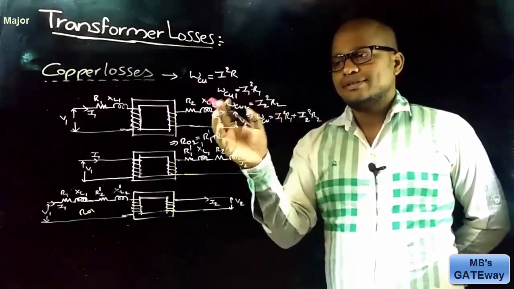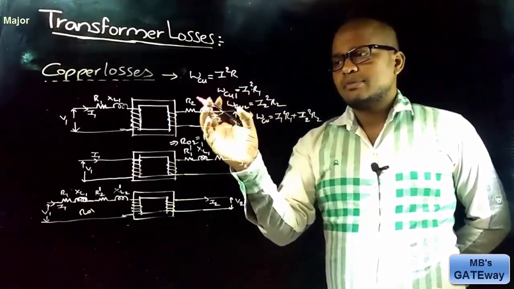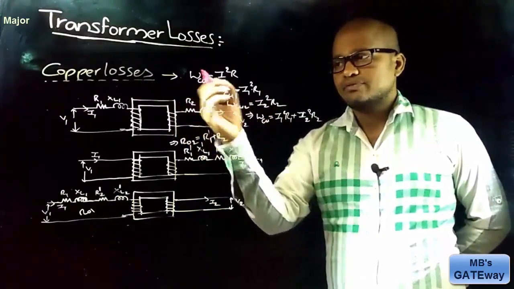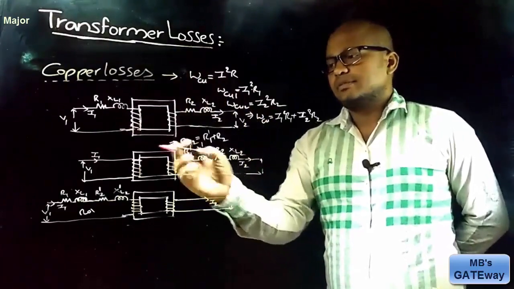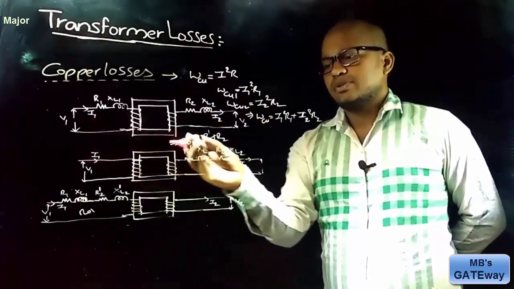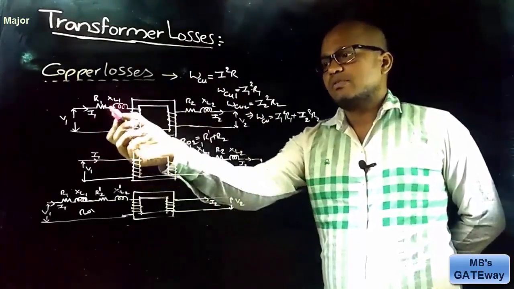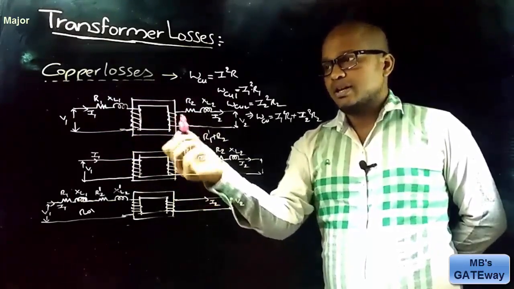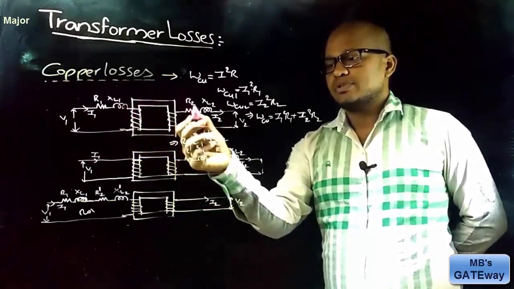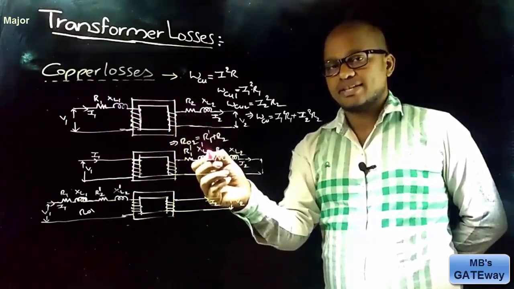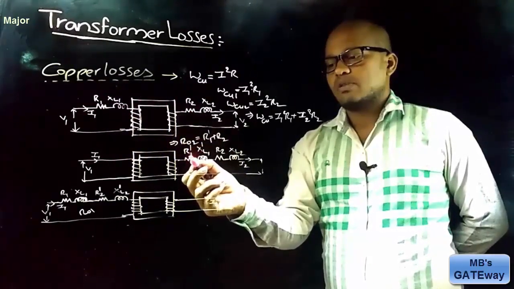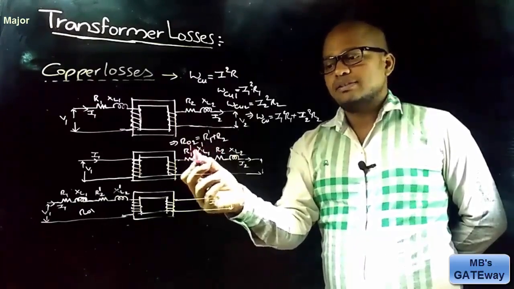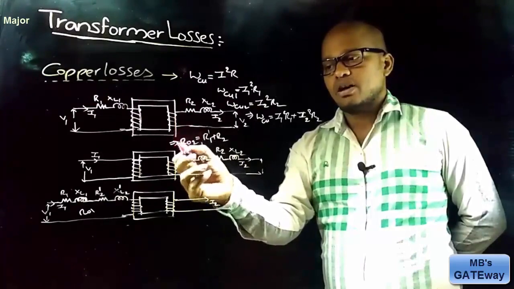And sometimes for easy calculations and analysis, primary side parameters are transferred to the secondary side, or secondary side parameters are transferred to the primary side. In this diagram, primary side parameters are transferred to the secondary side, meaning R1 is transferred to the secondary side, so it is represented with R1 dash, and XL1 is transferred to the secondary side, which is represented with XL1 dash. And as now R1 dash and R2 are in series, they both can be added, and these two together are represented with R02.